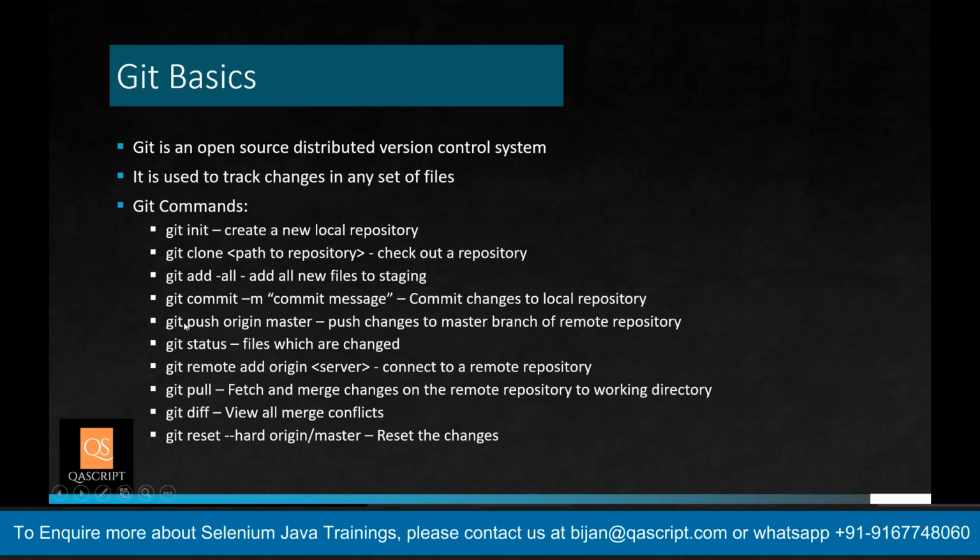Then there is git push origin master, right? The git push command is used to push the changes to the master branch of the remote repository. So there is a local repository and there is a remote repository. Once you commit the changes into the local repository, you have to push it to the remote repository. For that, you can use this git push command, right? When you specify origin master, it will push the changes to the master branch.